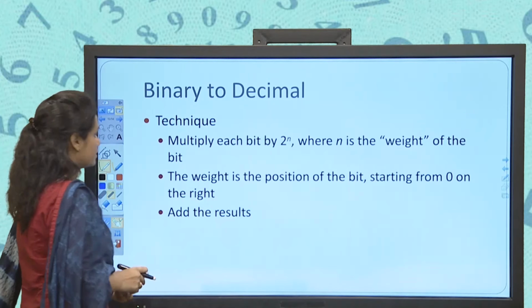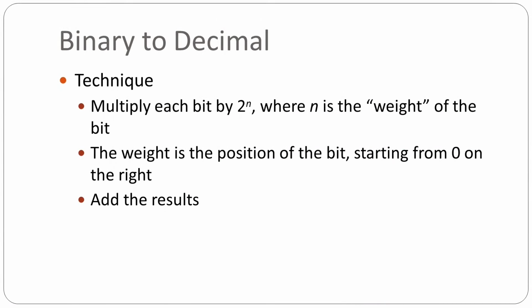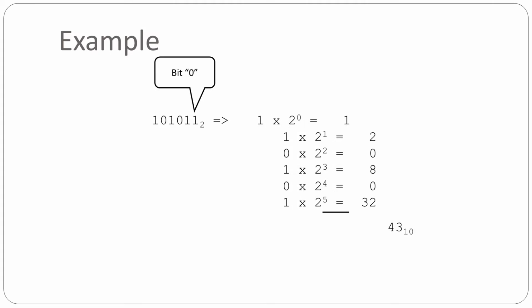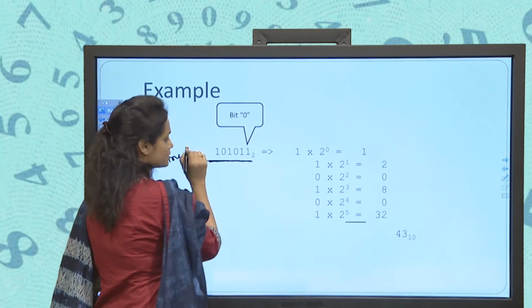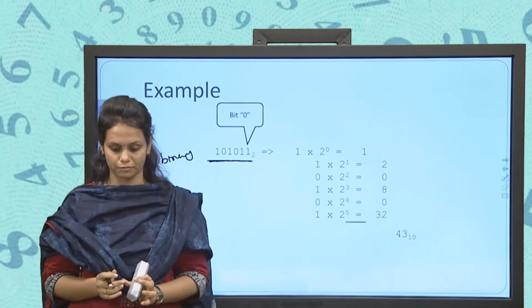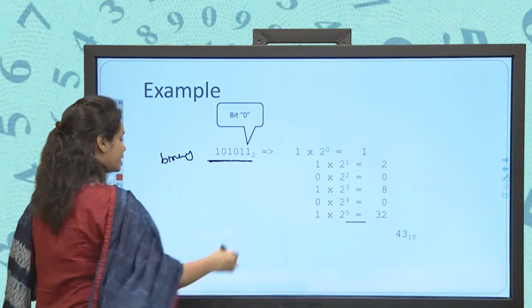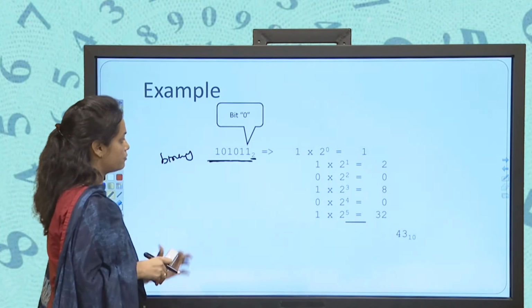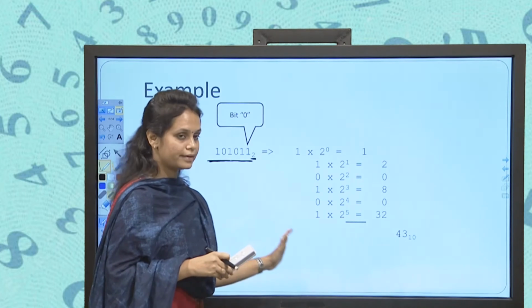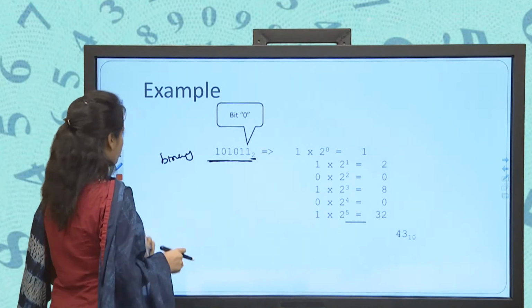Now see, this is the technique for how to convert the binary number to the decimal number. First we multiply each bit by 2 raised to n and then we add the results according to the position. We will see the example. This is the binary number, okay. How can we recognize this is a binary number? Because it is a combination of 0 and 1, and second, it specifies the base is 2, that means this is a binary number, right. Now see, we have to convert this number into a decimal number. What will we do first? What is the technique?